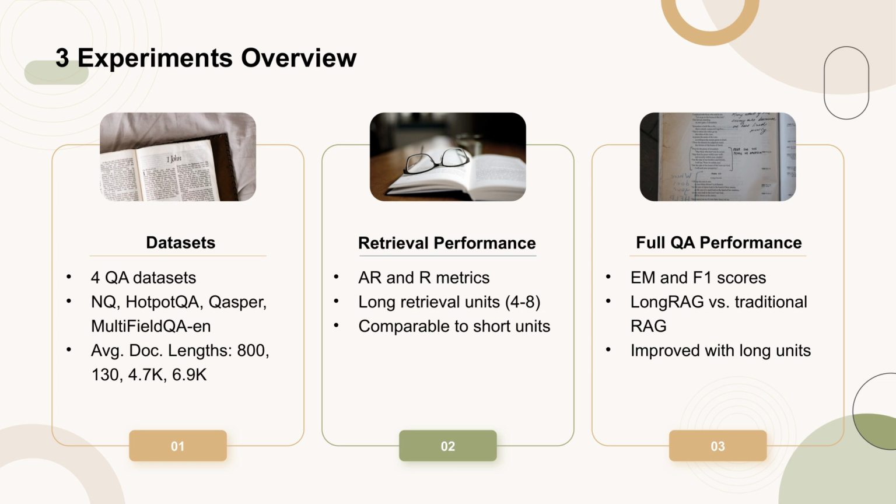We assessed retrieval performance using answer recall, AR, and recall, R, metrics, demonstrating that using long retrieval units, 4 to 8, can achieve comparable performance to using hundreds of short units. Finally, we evaluated full question answering performance using exact match, EM, and F1 scores, showing that our LongRAG framework outperforms traditional RAG when using long retrieval units.